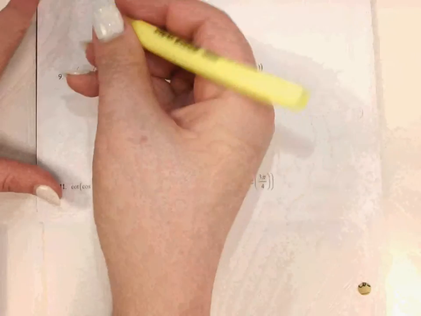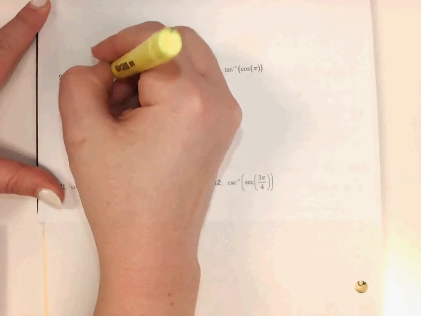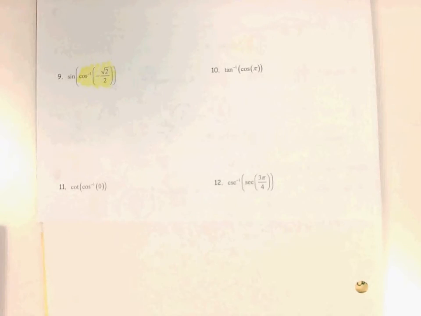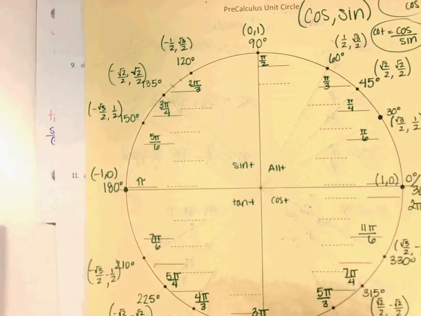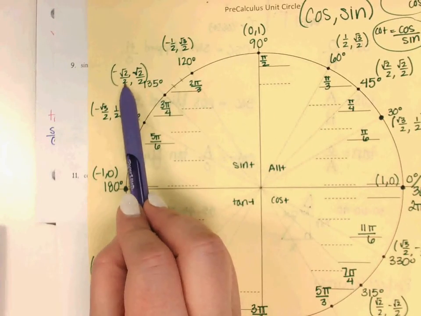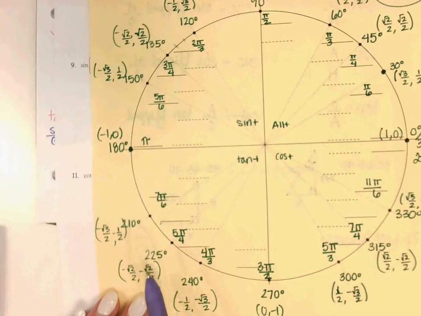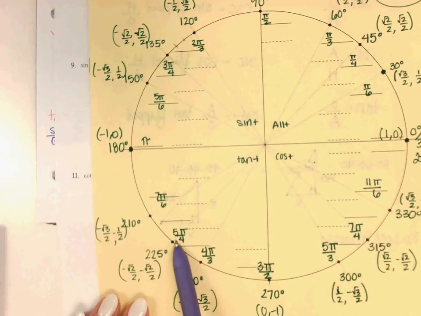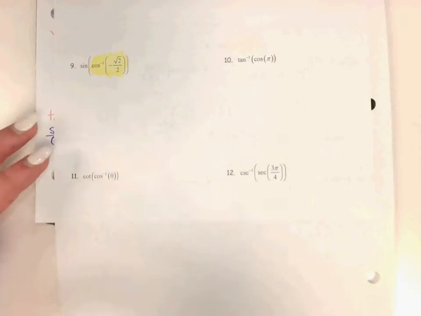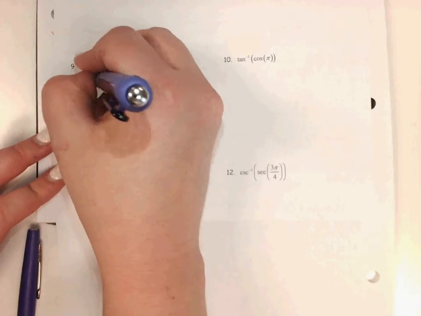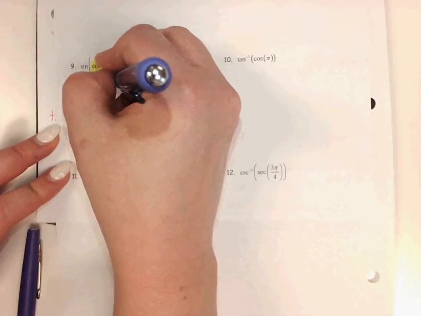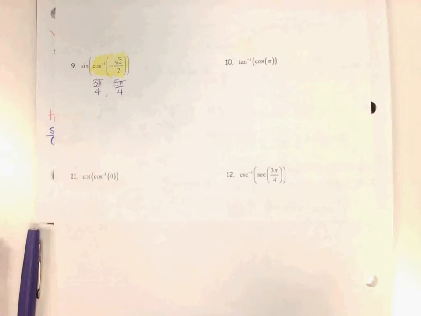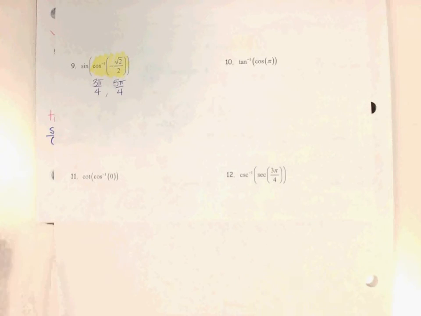Are you looking for an x or a y? An x of what on the unit circle? Negative root 2 over 2. So where does that happen on the circle? Okay, so negative root 2 over 2 is here at 3 pi fourths, and also down here at 5 pi fourths. So 3 pi fourths, 5 pi fourths. Okay, what do I plug both of those into though after that?